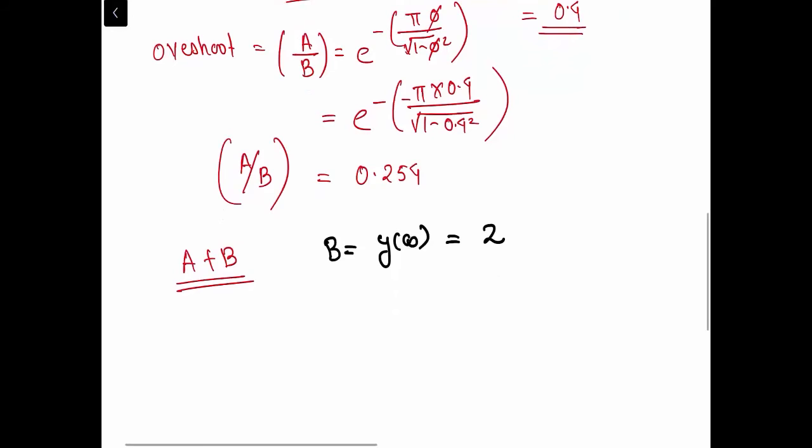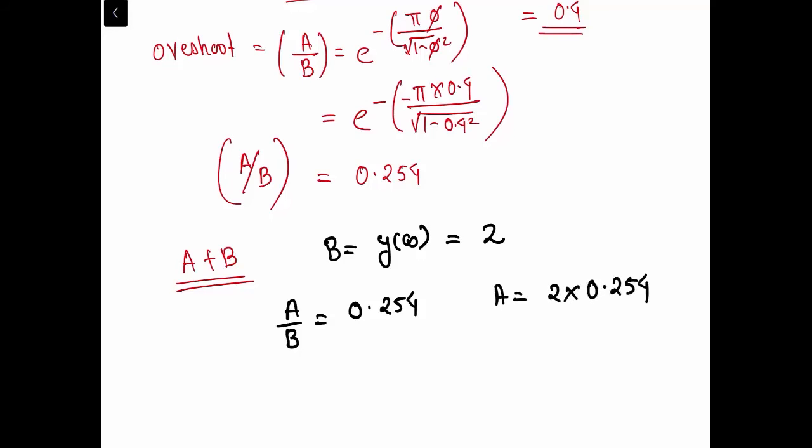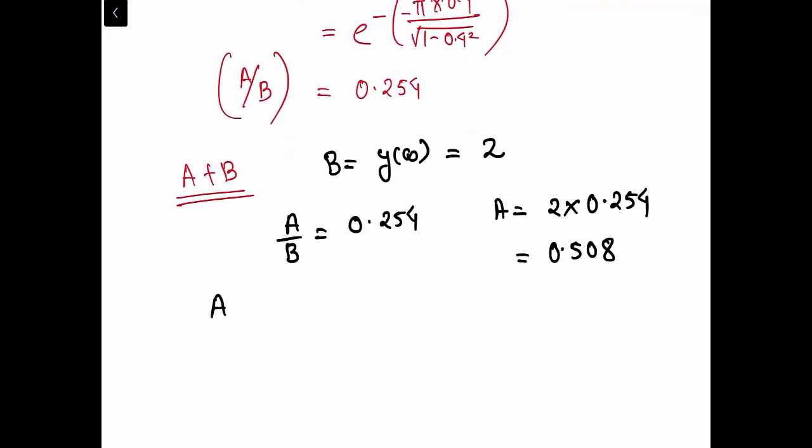Now you have the ratio a by b equals 0.254. So now you can calculate the value of a equals 2 into 0.254. How much will it be? 2 multiplied by 0.254 will be 0.508. So what will be the value of a plus b? a plus b equals 0.508 plus 2, so it is 2.508. So this is the value of a plus b we are getting.